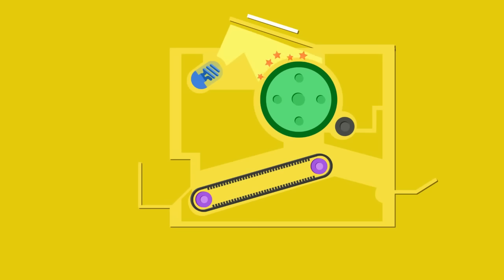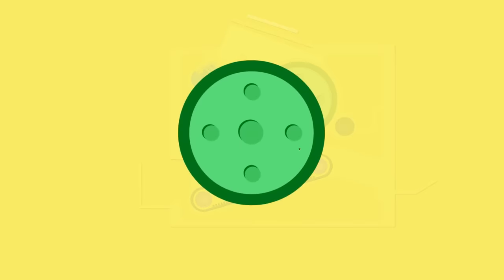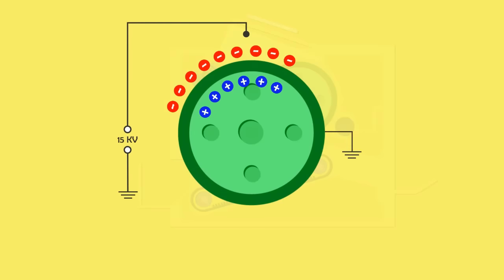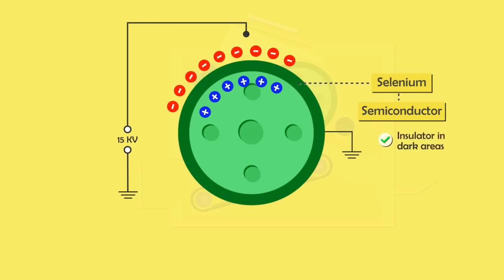Now here's where the magic happens. This photosensitive drum is a metal roller which is electrostatically charged by a high voltage wire called a corona wire. This metal drum is coated with a photosensitive chemical called selenium. It is a semiconductor, so it has the property to act as an insulator in dark areas, and when light falls on it, it conducts electricity.